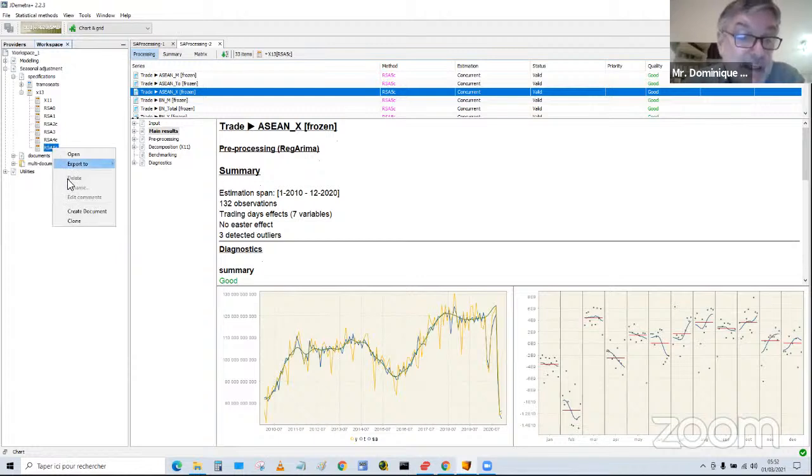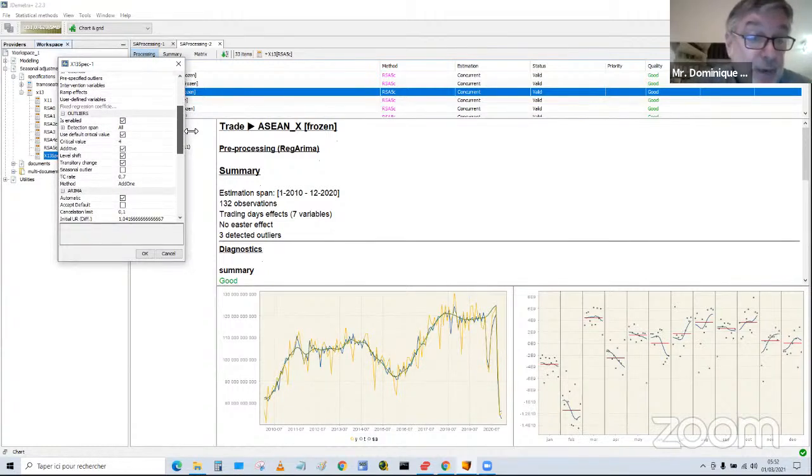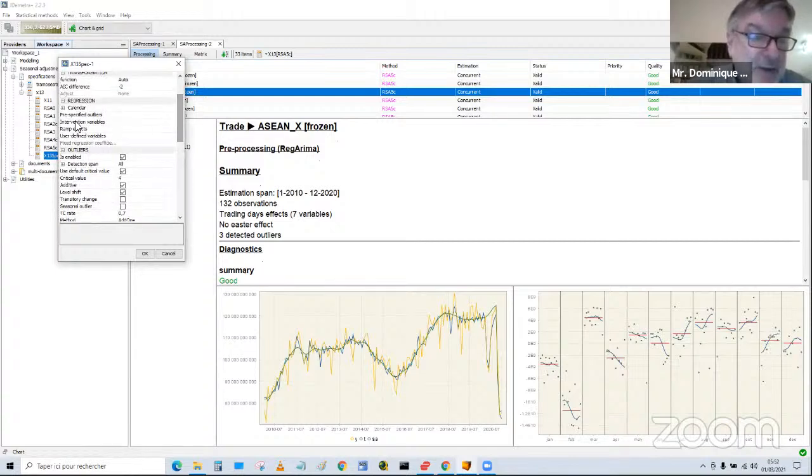I right-click, I clone. I have a new specification. I will open it, and I will change. So it's exactly the clone of RSR5C, and I will change it somehow. For example, I do not want the transitory changes because I don't like them. And I will change the calendar. I do not want the Easter effect, okay? So I remove it: I untick enabled, so I do not have any Easter effect now.